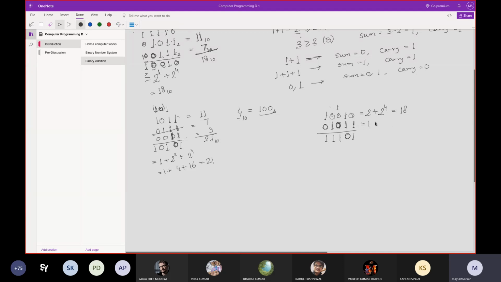And here we have 1 plus 2 to the power 0, 1, 2, 3, plus 2 cube, so 11. And what it gives me, 1 for this one, 0, 1, 2, so 2 square plus 2 cube plus 2 to the power 4. 2, 3, 4. So 1 plus 4 plus 8 plus 16, 29. The result is giving me the correct output.